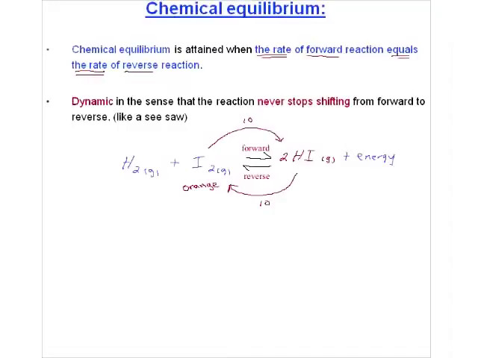So if 10 are let in, that means 10 have to be pushed back the other way to make room for the ones that just came. So we want to keep this forward and reverse rate the same because everything is blocked up.